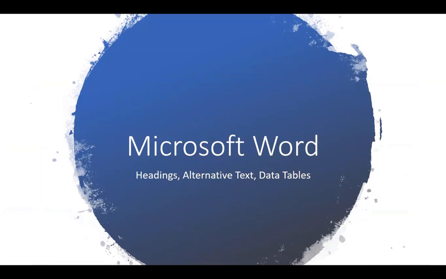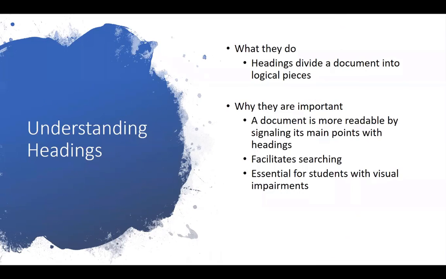So we have 3 things that we are going to look at. We are going to look at headings, we're going to look at alternative text for images, and we're going to look at data tables that are inside of a document. So understanding what is the purpose of a heading. Why should I care that I have a heading in a document? So headings divide a document into logical chunks of material.